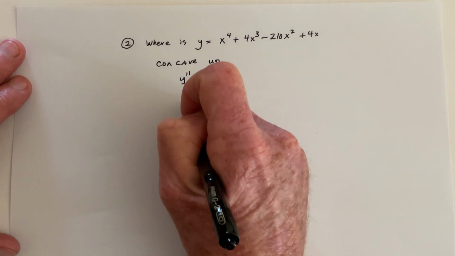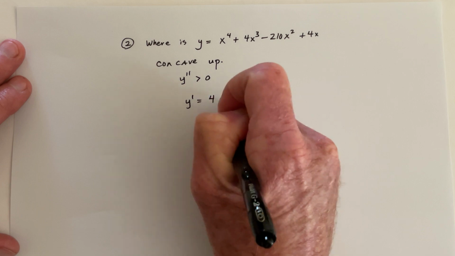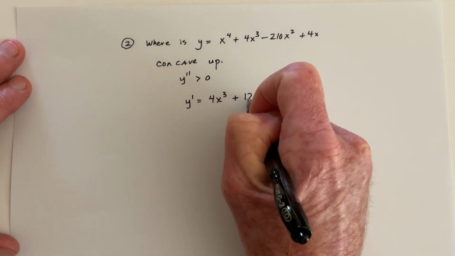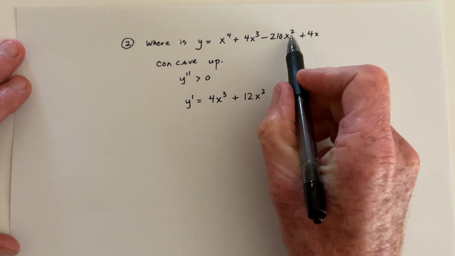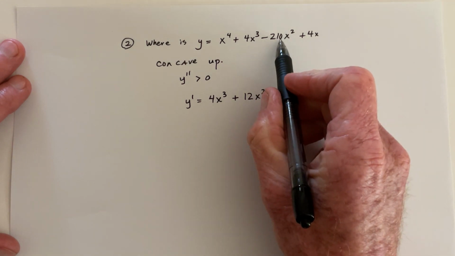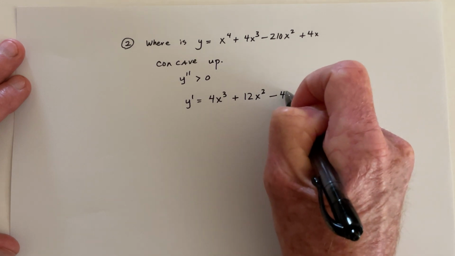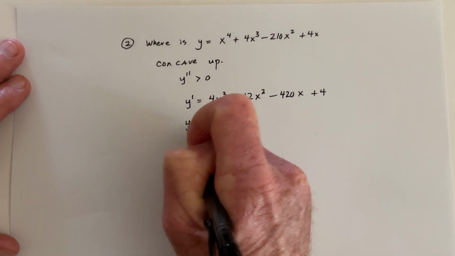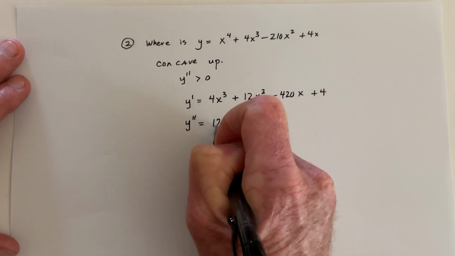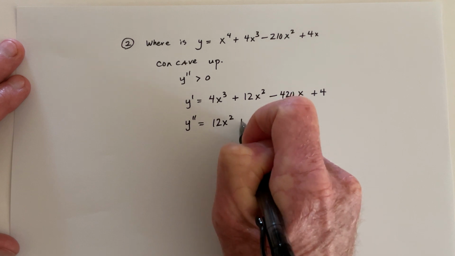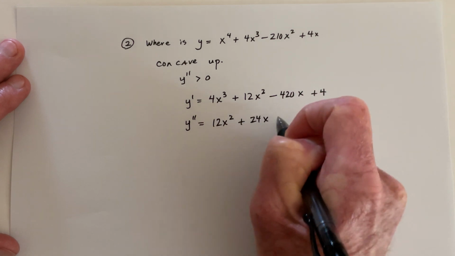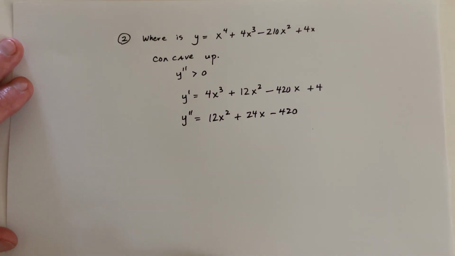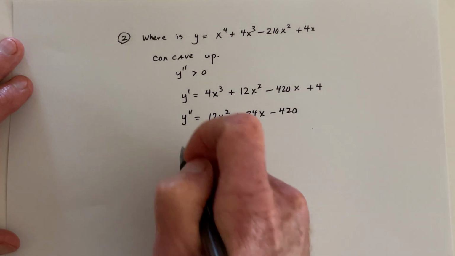So take the derivative. The first derivative would be 4x cubed plus 12x squared minus 420x plus 4. Then go on to the second derivative. This will be 12x squared plus 24x minus 420. And then set that equal to 0.